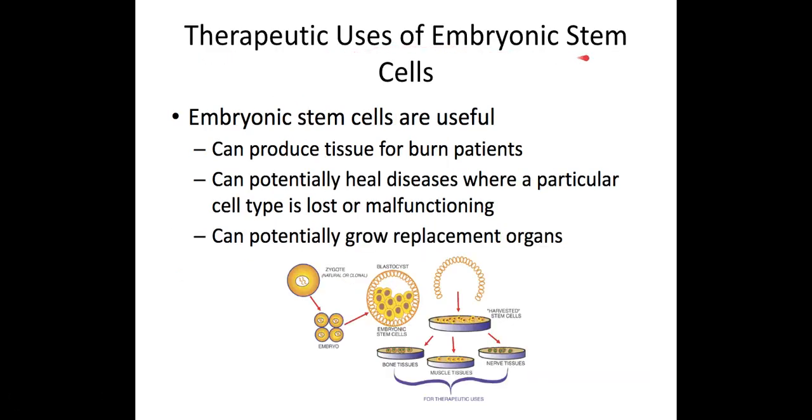Therapeutic uses of embryonic stem cells. Embryonic stem cells are very useful to researchers and medical practitioners alike, as they can produce tissue for burn patients. They can potentially heal diseases where a particular cell type is lost or malfunctioning, and they can also potentially grow replacement organs if necessary.